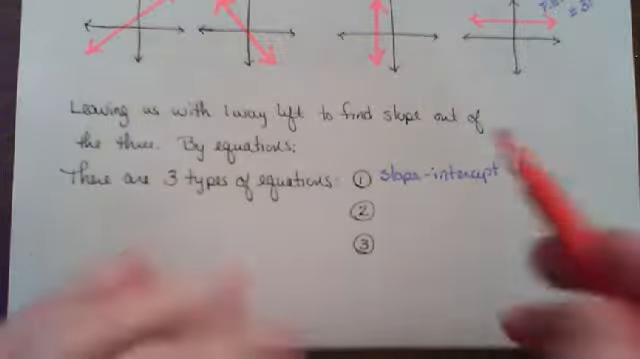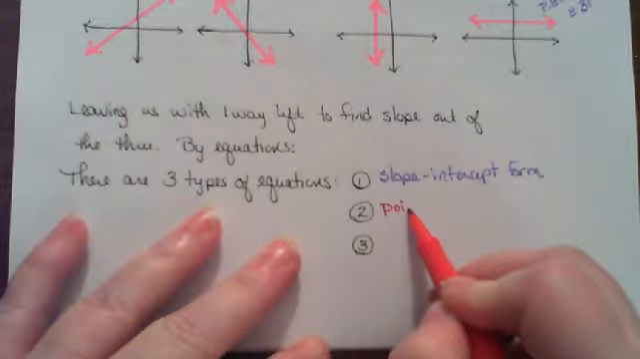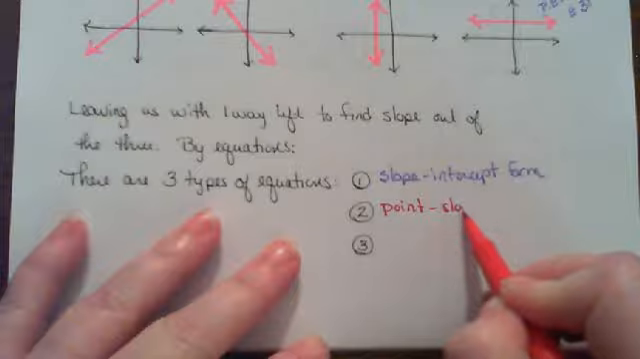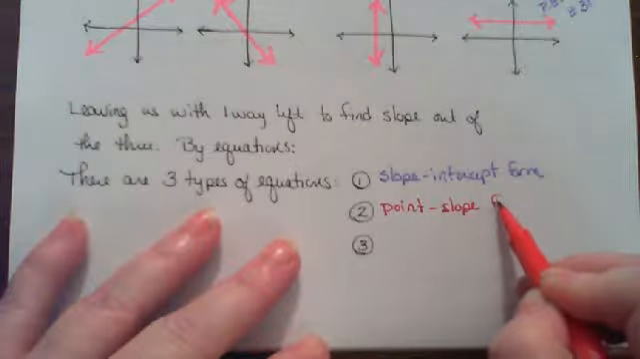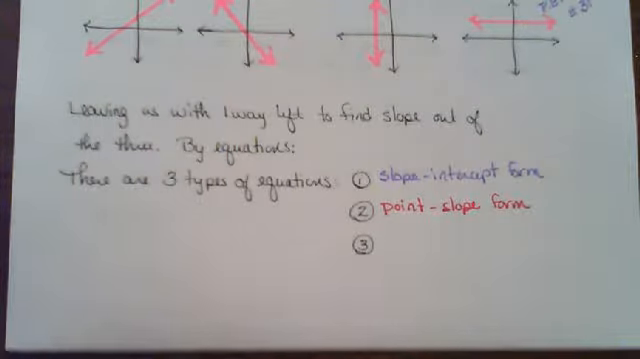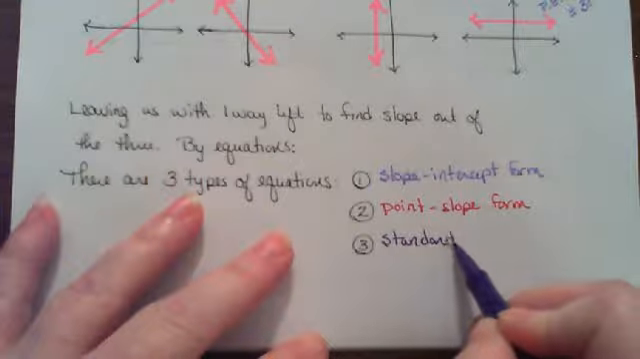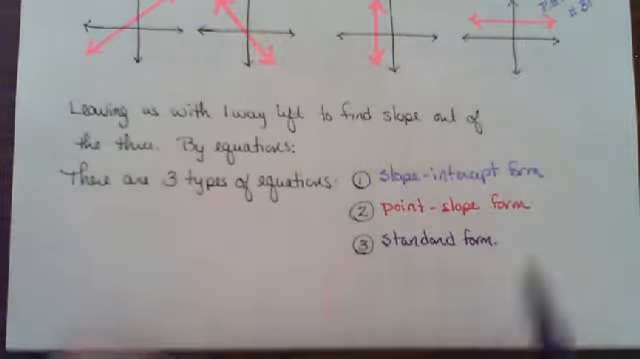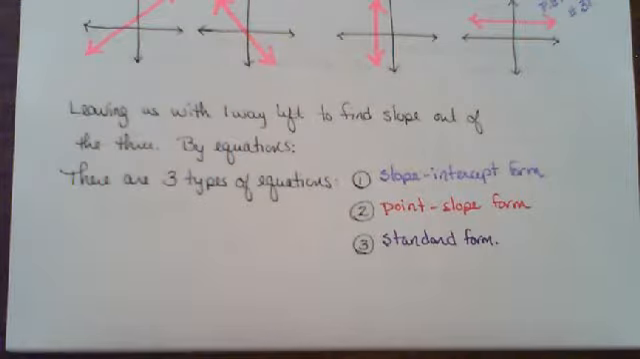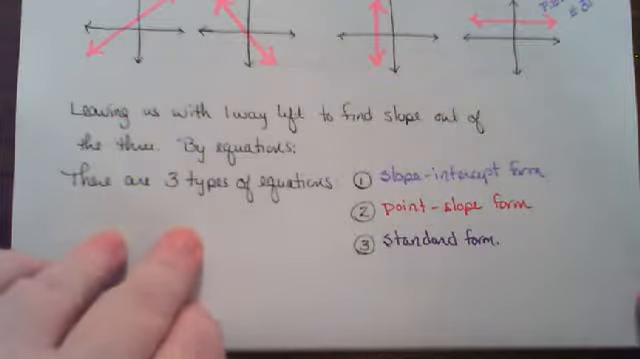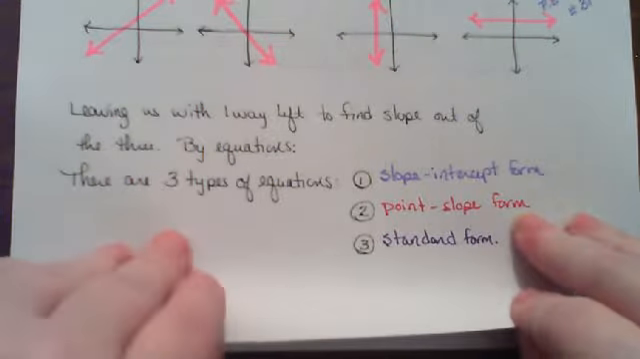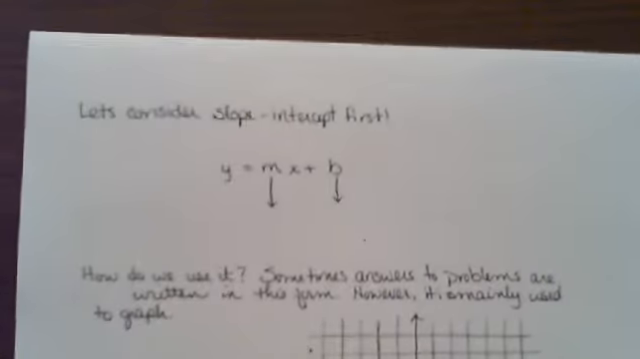The next type of equation is point-slope. And then the third type of equation is standard. Okay? We'll talk about it next couple days. So, to start off with slope-intercept form.